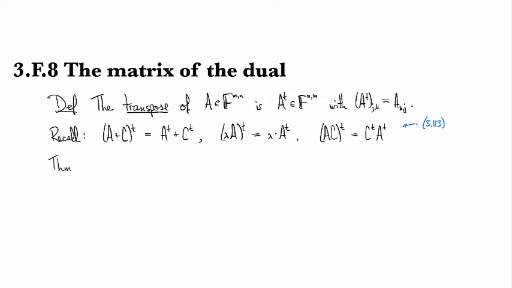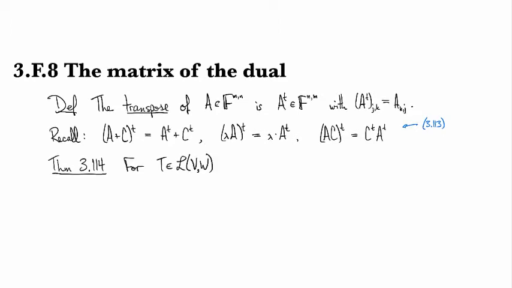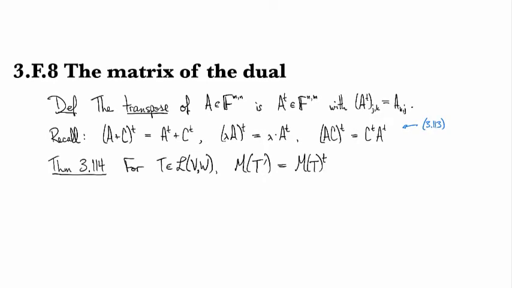So now let's look at 3.114, which says that for a linear map from V to W, the matrix of its dual is the transpose of its matrix.